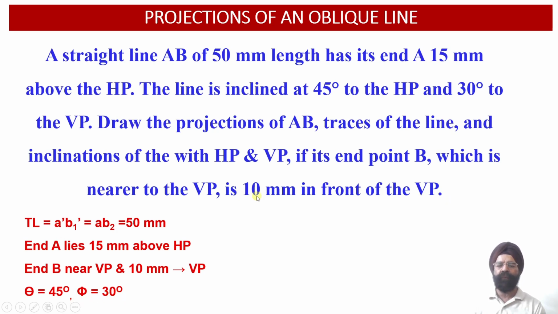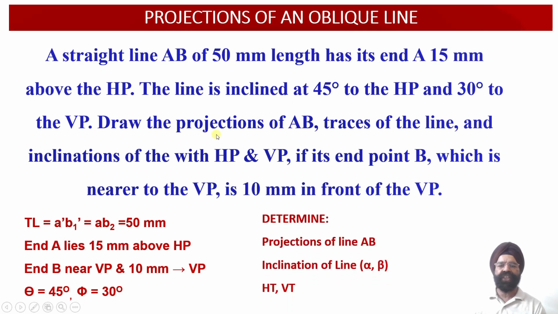And in the top view projections, end A is lying at a farther distance from the vertical plane, while end B happens to be nearer to the vertical plane, and it is at a distance of 10 millimeter in front of the vertical plane. So with this information, we are required to evaluate the projections of the line AB, the traces of the line, and the inclination of the apparent length of the line with the horizontal plane and the vertical plane.